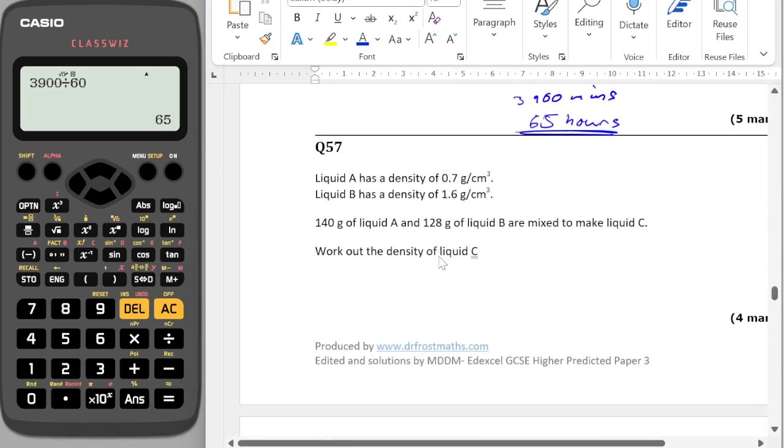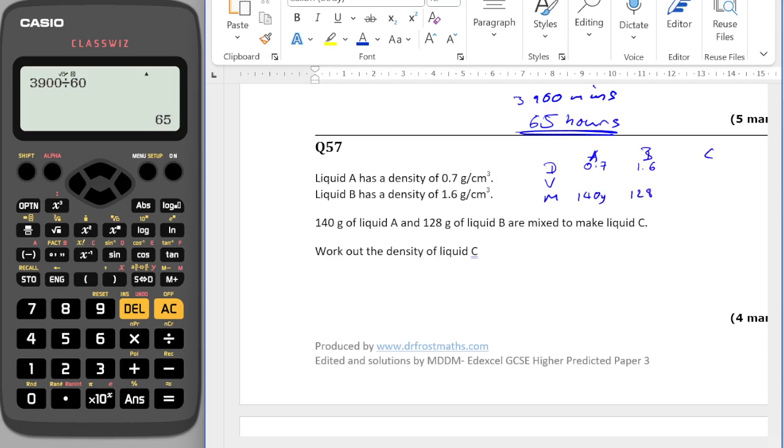Okay, liquid A has density of 0.7, liquid B density of 1.6. 140 grams of liquid A and 128 grams of liquid B are mixed to make liquid C. Work out the density of liquid C. So if I go A, B, C, and we've got density, volume and mass. So the density of A is 0.7, density of B is 1.6, we've got 140 grams and we've got 128 grams. So we've got a total weight of 268. But we need the volume.